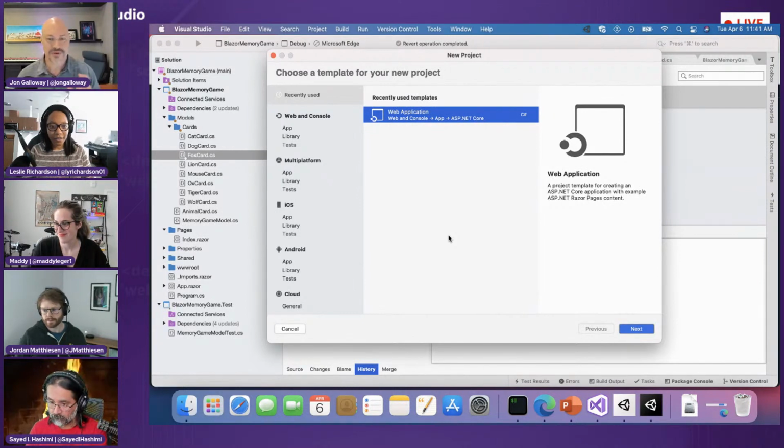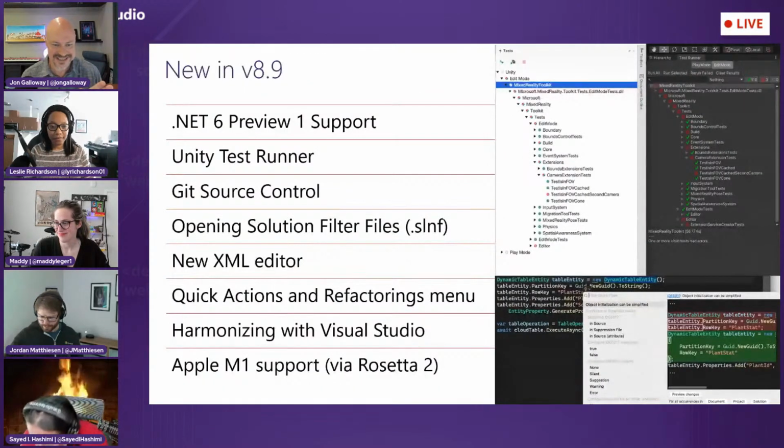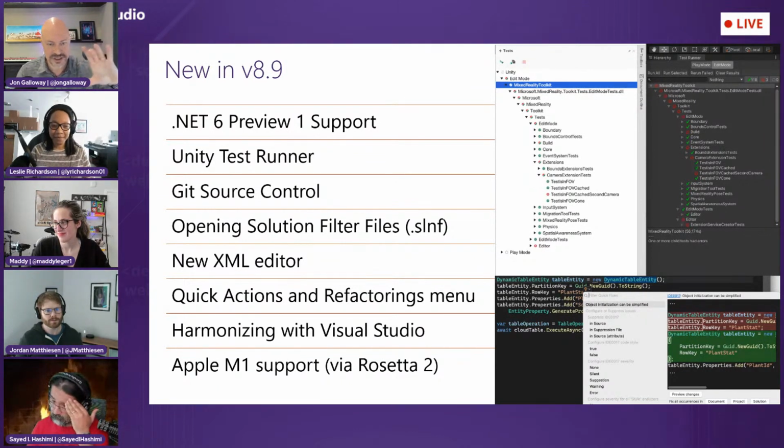One other thing is, we just had 8.9 ship, and I've got a bullet point list, and then we'll dig more deeply into these. This is also in case I forgot to mention any. So we've got .NET 6. We've got Unity test runner support, so this is being able to run your Unity tests directly in VS Mac. Some cool new stuff with Git source control. I think Jordan will talk some about that. Sweet. Solution filters are really good for being able to open a huge solution and load just specific projects. Yep.